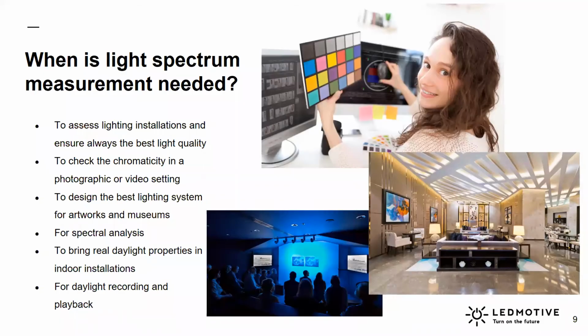When is the light spectrum measurement needed? For instance, to assess lighting installations and ensure always the best light quality, or in photography, to assess the chromaticity, or for video makers to ensure that you always use the same kind of light in your settings. In museums, to prevent the degradation of pigments and to use the same illumination as the artist used when the artwork was created, or for example, for scientists interested in spectral analysis, or to copy daylight and bring it into indoor installations, as we will see later on.